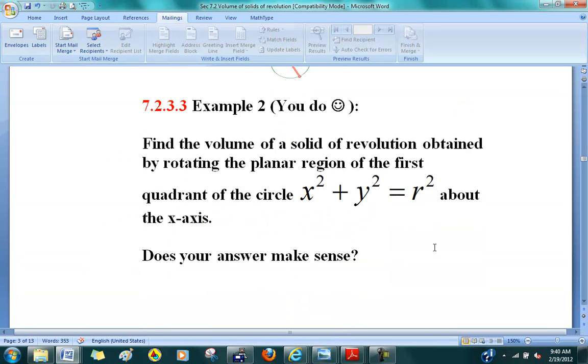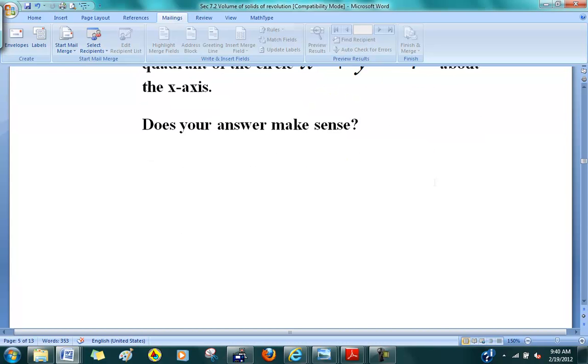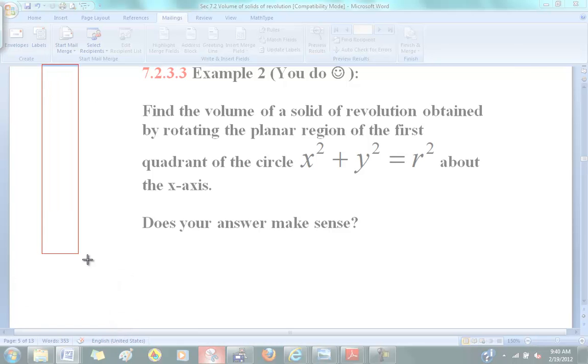Next example, well, you're not here, so I guess I get to do it. And the same kind of thing, except that instead of the radius being 1, it is r. And let's go do this. Well, let's do this from scratch, so you guys get an idea as to what needs to be done.